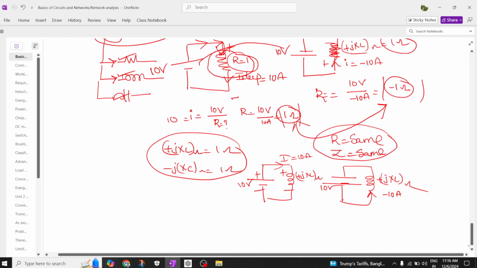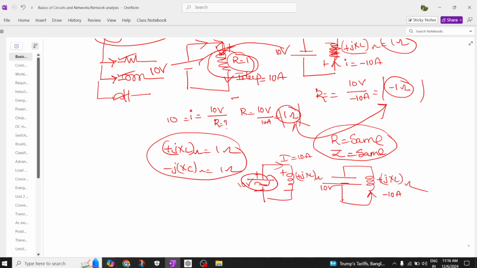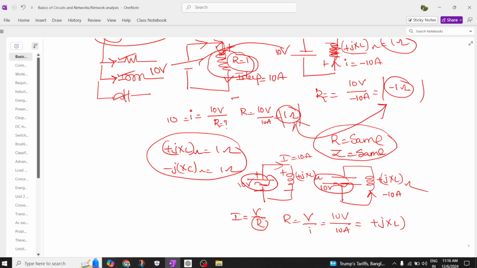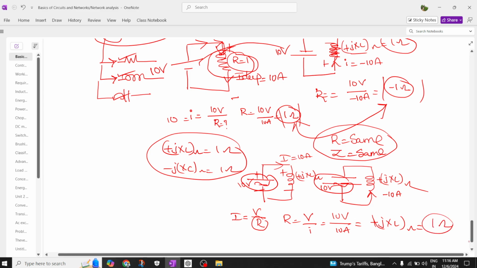Take it like an AC supply, then you can understand very clearly rather than a DC supply. So in this concept, current I is equal to V by R, but what we require is R. R is equal to V by I. So what is the V? 10 volts by 10 amperes. So this R is nothing but plus jXL ohms. How much are you going to get? 1 ohm. So this is flowing from top to bottom with the polarities of positive and negative.